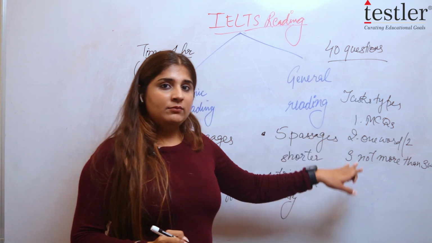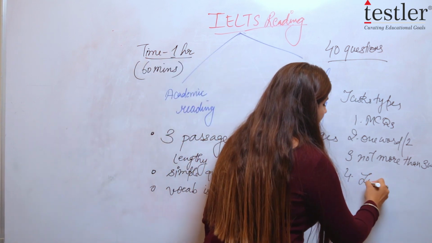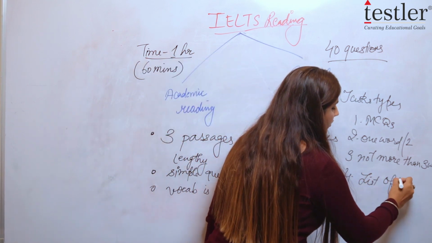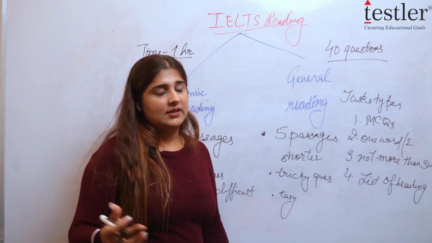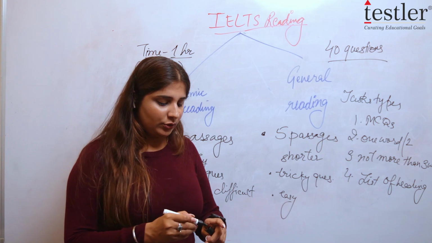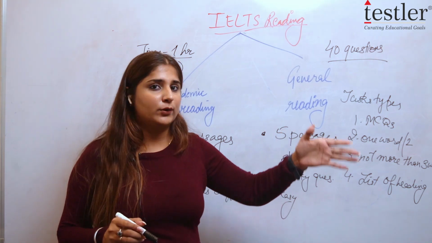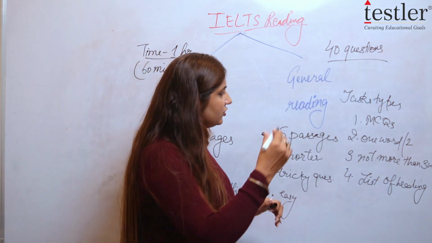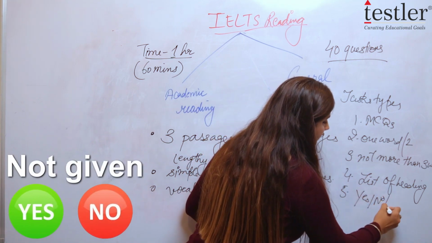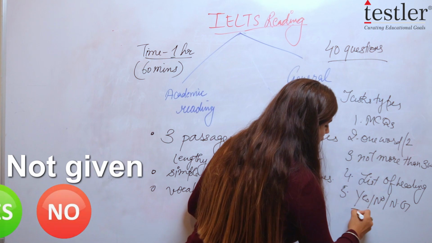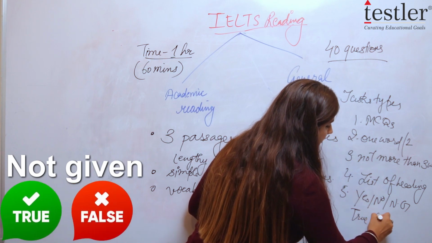And also sometimes they give you a list of headings which you are supposed to tick mark or write according to the alphabets. Like there will be some number of alphabets given to you, and you are supposed to give them an alphabet according to the given passage. So such kind of questions come, and there is yes, no, not given, or true, false, not given.